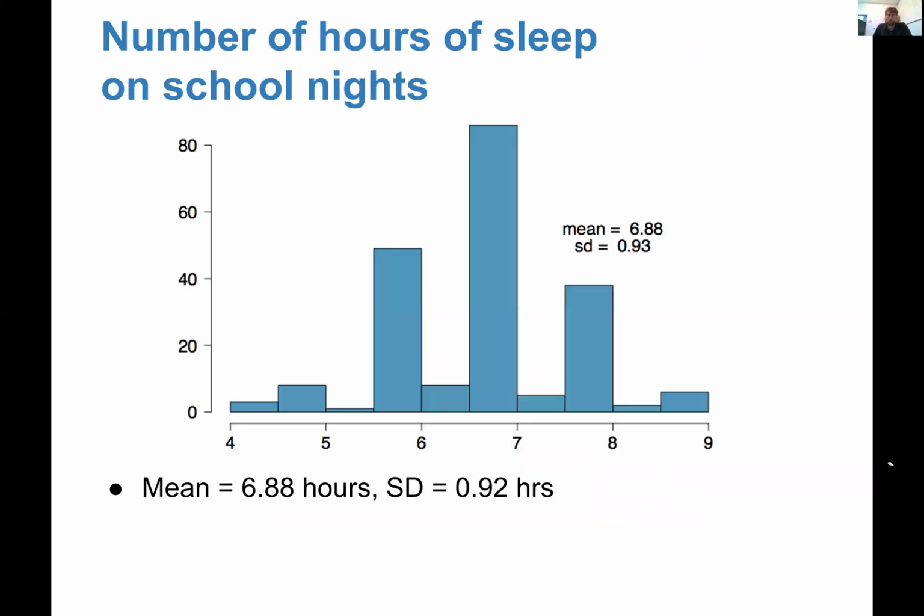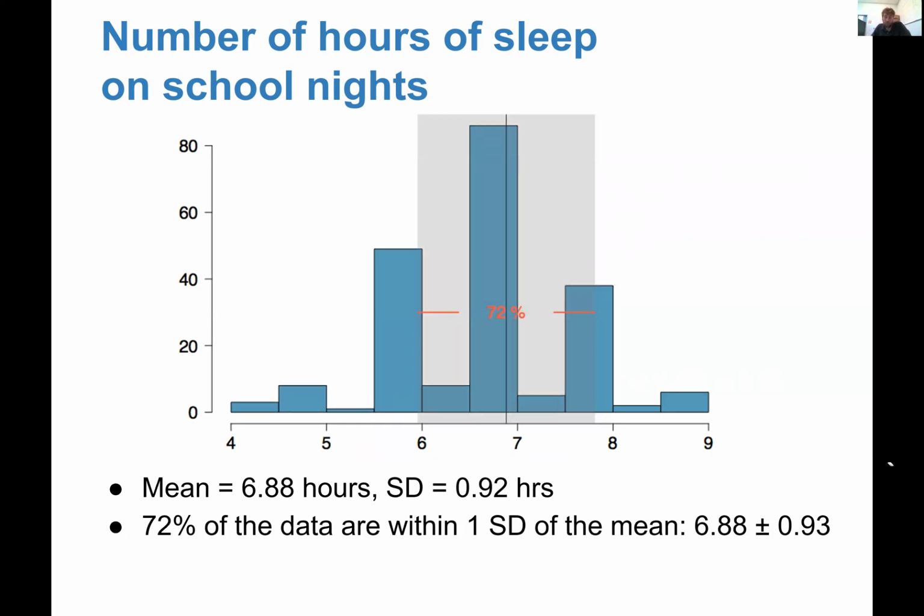Let's look at another example. Here I have some data on the number of hours of sleep on school nights from, I don't know, it doesn't say. I think it might have been college students. College students tend to round to the nearest hour, so we get this weirder-looking histogram. We probably should have made our histogram bins 1 hour instead of half hours, but oh well. The mean is 6.88 hours, standard deviation 0.92 hours.